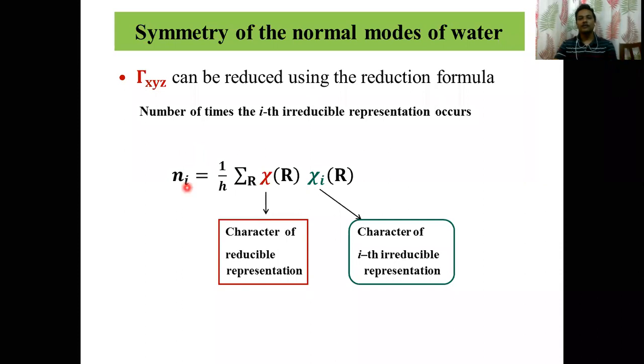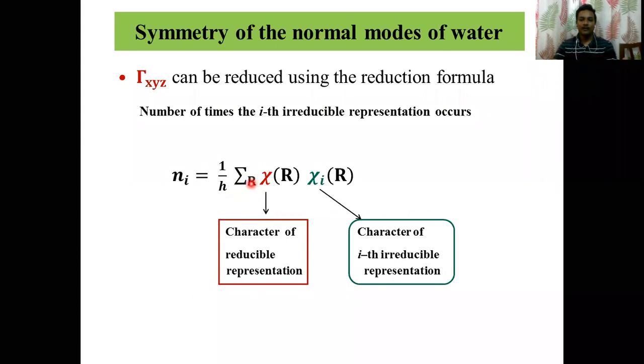So here n is the number, and i stands for the ith irreducible. Ith means if I go for C2v, then it can be A1, A2, B1, and B2, any one of them, right? And it is equal to 1 by the order of the group, h. That order is nothing but the total number of non-redundant operations. So for C2v it is going to be 4: identity, C2, sigma v, and sigma v prime, right?